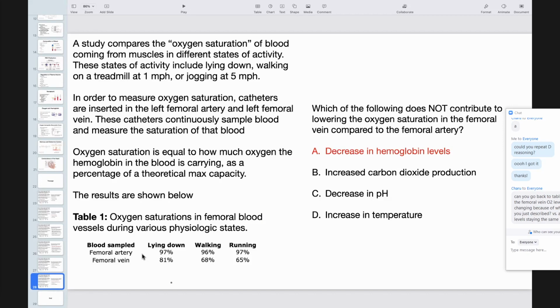That's going to decrease pH. And because you're exercising, your core body temperature is going to increase. So all these different things are going to tell the hemoglobin to decrease its affinity, and rather than hold on to it, it's going to kick off. And so when we're at rest, we don't need to kick off as much O2. So that's why when lying down, it's 81 and not 68 and not 65. Does that make sense? All right.